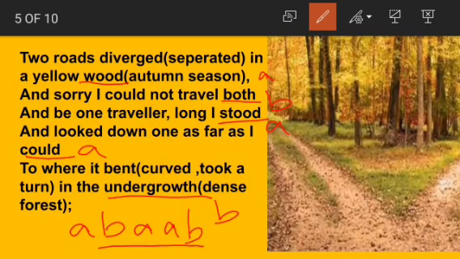Next, the poet has created a visual imagery by showing the two diverged roads, the autumn season, that is the yellow flowers. Wood means forest. Okay? The trees in the forest.